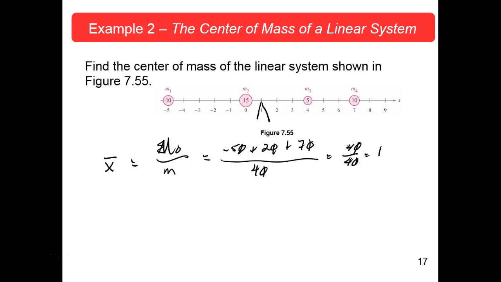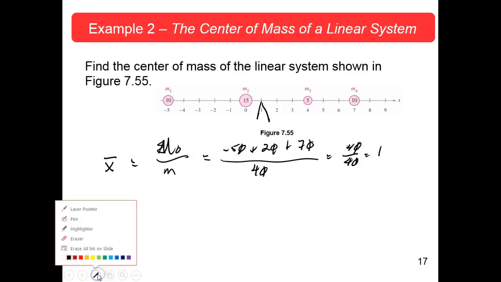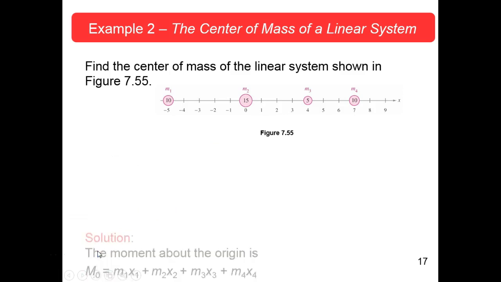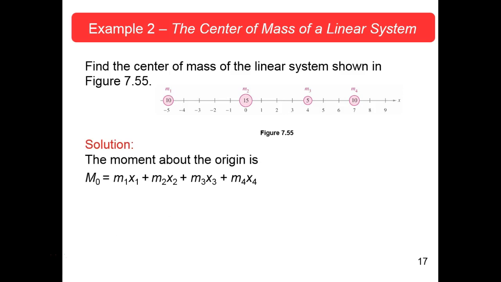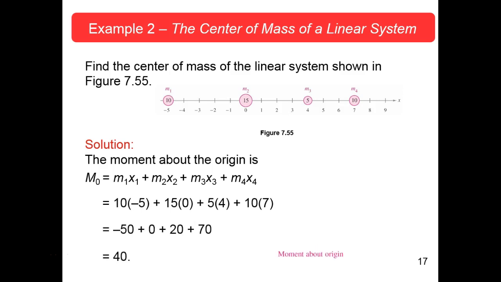Now, let's see how they do it. Let me clear my scratch out of the way. The moment about the origin is the sum of all the moments. M1x1 plus M2x2, all that. That comes up to be 40. Okay? And that would be in mass distance measures. They don't give us any here, so that'd be kilogram meters or whatever.